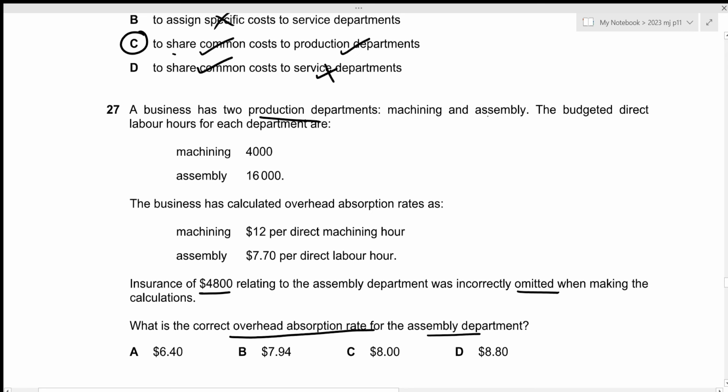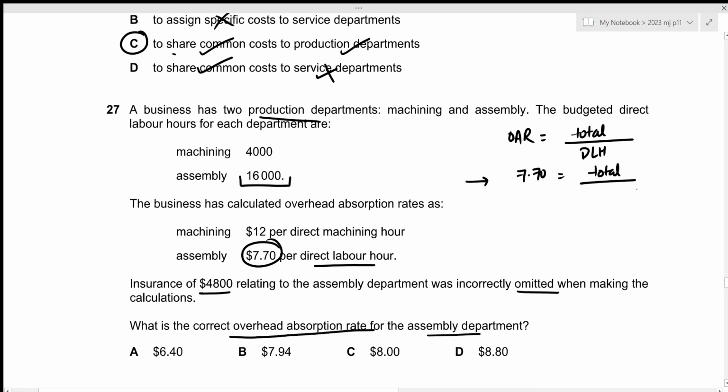Remember that we calculate our overhead absorption rate by dividing the total overheads by either the machining hour or labor hour. In case of assembly, it's based on the direct labor hour. We're given the previous overhead absorption rate to be 7.70. We're trying to figure out the total overheads, and we're given the direct labor hours for assembly department to be 16,000. So this gives the total overhead for our assembly department to be 7.7 multiplied by 16,000, which results in 123,200.